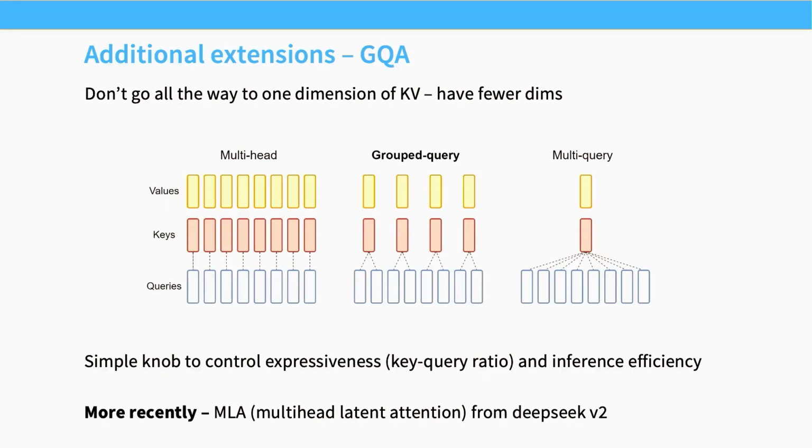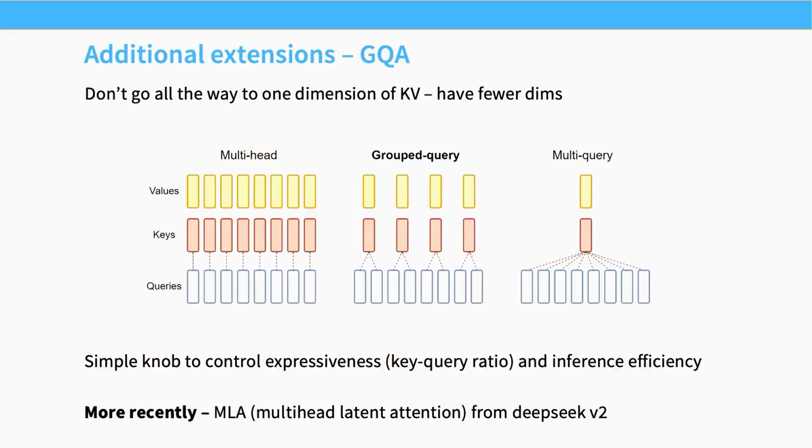The original transformer is multi-head. We have queries and keys for each head. In multi-query, we have one key and value for all the heads. In grouped query, we reduce the amount of keys and values, but we keep the number of queries the same. So we now have this ratio that we can play with, which is the number of key heads or the number of value heads, while keeping the total number of heads much larger than that. So this allows us to very simply control the trade-offs between expressiveness and inference efficiency.